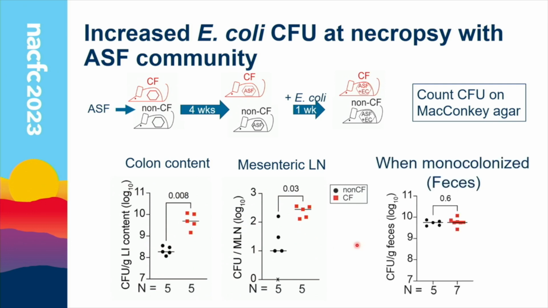Now, coming back to those monocolonized E. coli mice, we found that when we monocolonized mice with E. coli, the control mice now had high counts of E. coli, whereas when they have ASF there already, the counts are much lower. But they are now equivalent to what we see in our CF mice. And as a reminder, these are the mice that had small amounts of Th17 cells in the mesenteric lymph node, although not systemically.